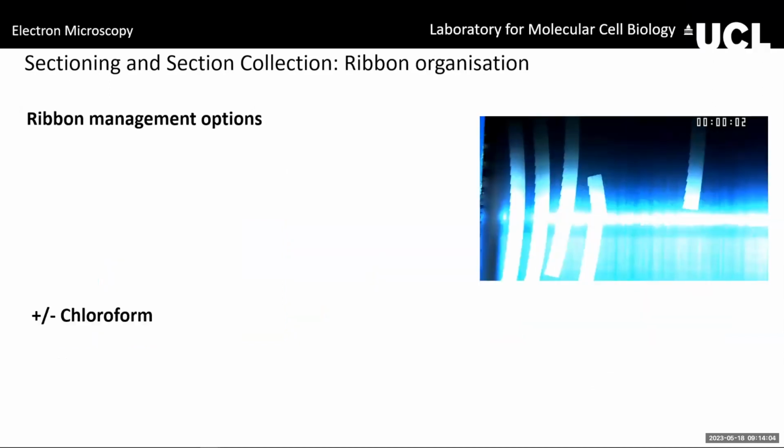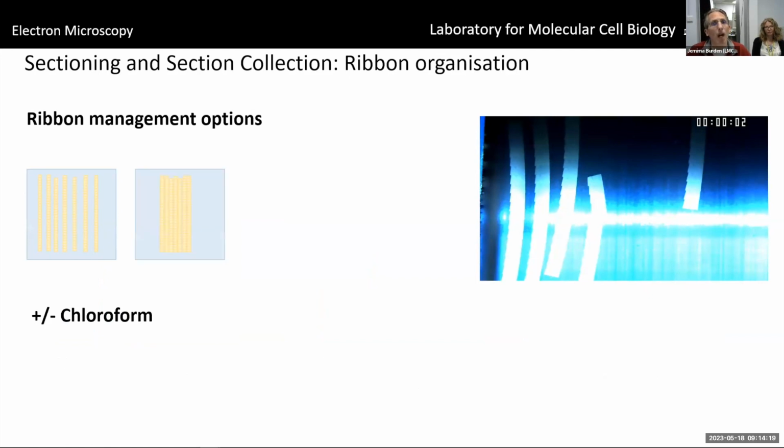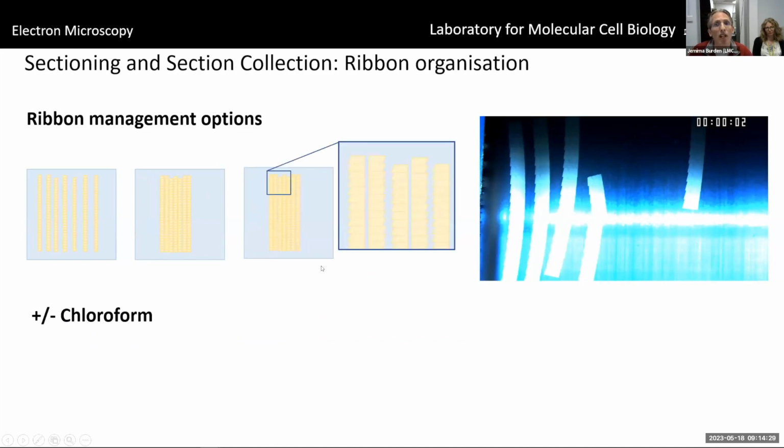You then have to manage your ribbons in your boat and on collection. There might be different ways you wish to do this. Some people like to keep their ribbons split apart so they're not touching each other, and that can make life a bit easier for software sometimes in detecting each section. Or you can squish your ribbons next to each other. That gives a bit more stability when moving them around the boat, and also you can get more of them on the substrate. And you may wish to think about which order you're collecting your ribbons.